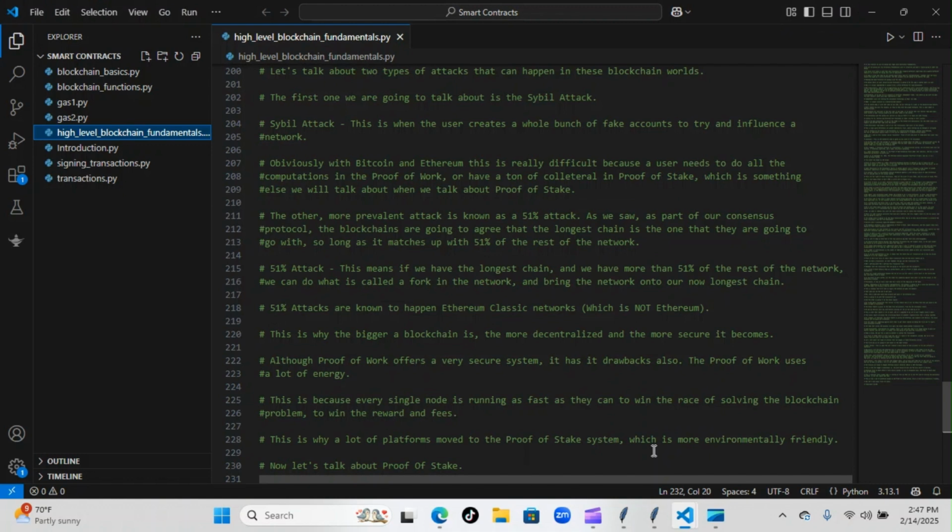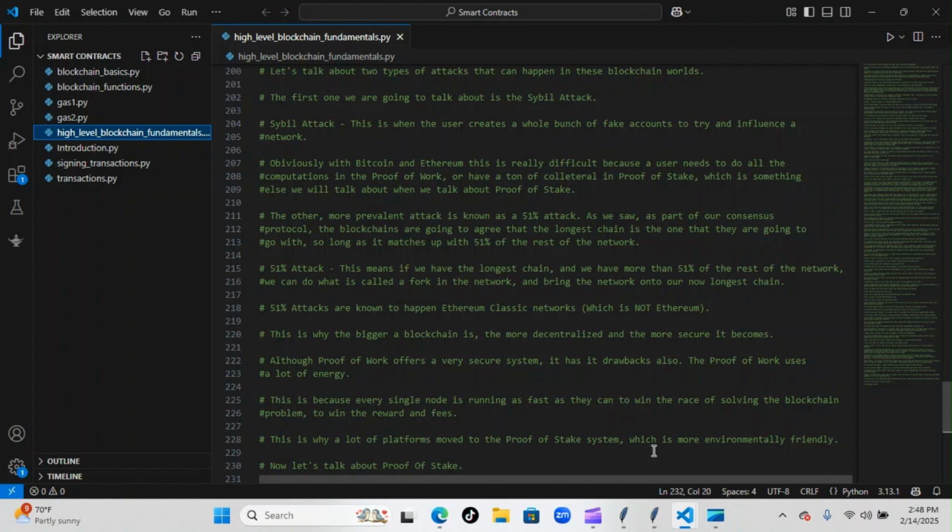Let's talk about two types of attacks that can happen in these blockchain worlds. The first one is the Sybil attack. A Sybil attack is when a user creates a whole bunch of fake accounts to try and influence a network. Obviously, with Bitcoin and Ethereum, this is really difficult because a user needs to do all the computations in the proof of work, or have a ton of collateral in proof of stake, which is something else we will talk about when we get to proof of stake.